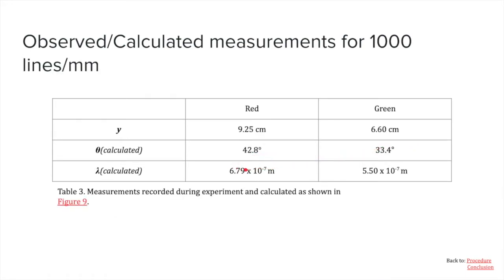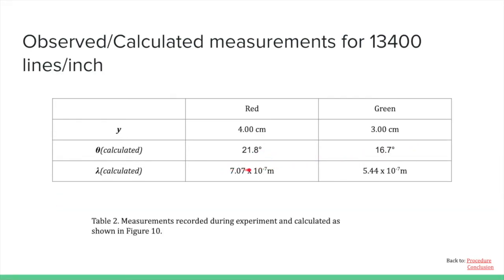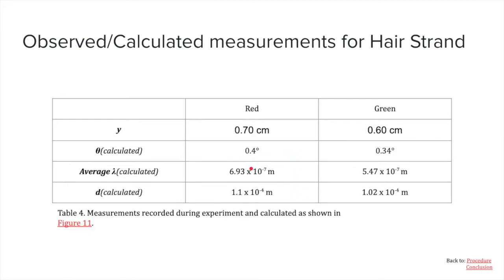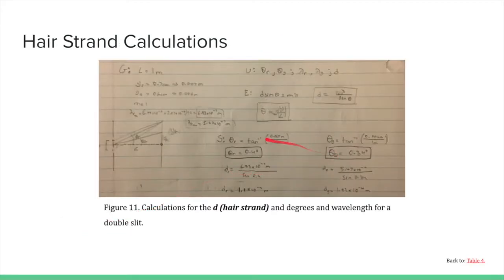So we took this one for red and then this one for red, added them together and divided by 2, and we got this one. And we did the same thing for this, and then we calculated this using everything over here.